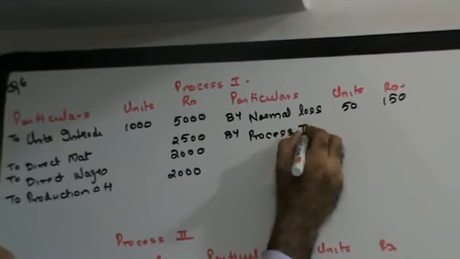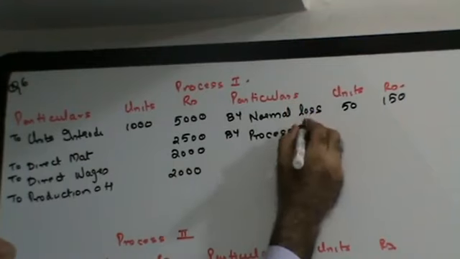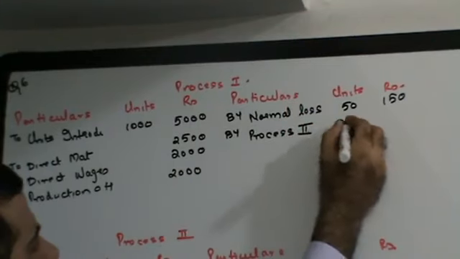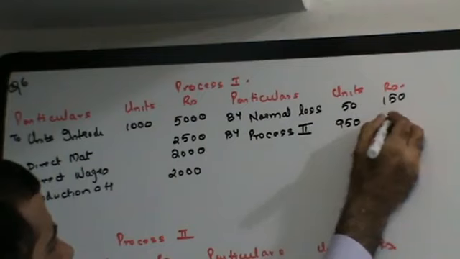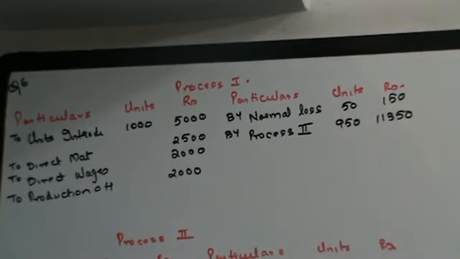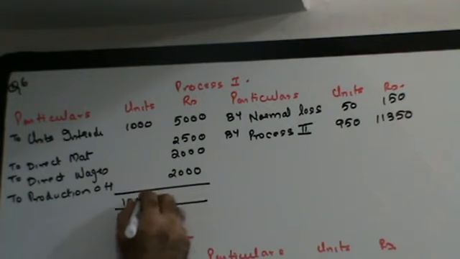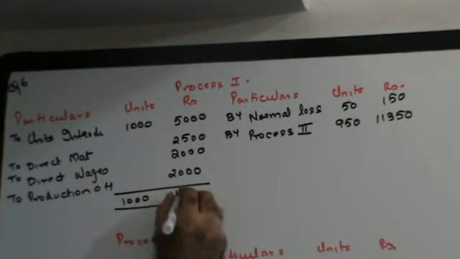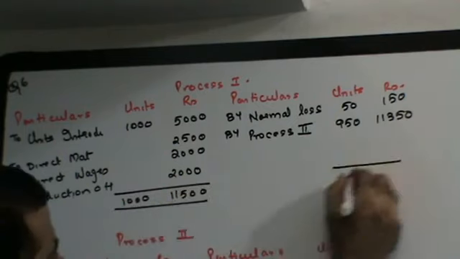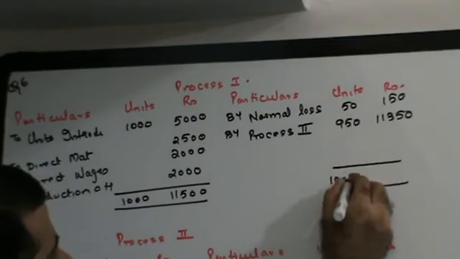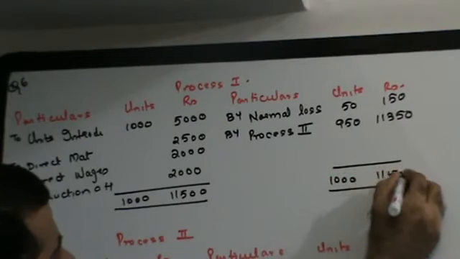So by process 2 is going to be 950 and 11,350. Fine, do we get this in here? So that's how you do the record. Once you've recorded the entries, tally this out. This is going to be 1,000, this is 11,500. Same way, this is going to be 1,000 and 11,500.